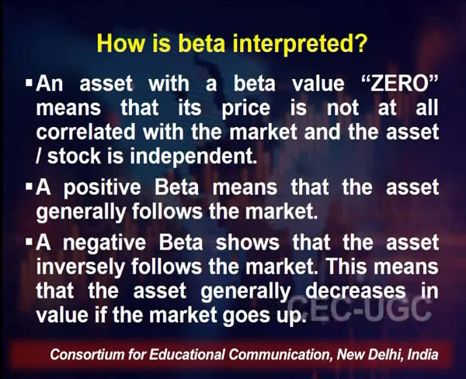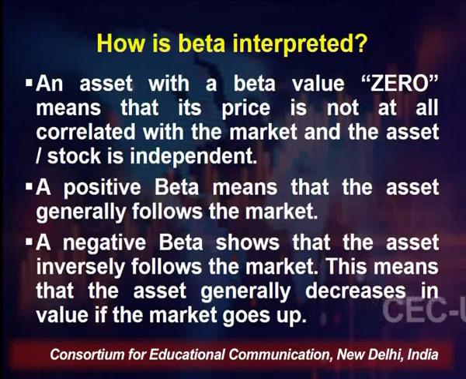Now, how do we interpret it? As I just said, an asset with a beta value of 0 means that its price is not at all correlated with the market. That means whether the market rises or falls, this stock is independent, which is usually not the case because every stock gets affected by systematic risk. But yes, if the value comes out to be 0, we can certainly say that the stock is independent and not correlated to the market.